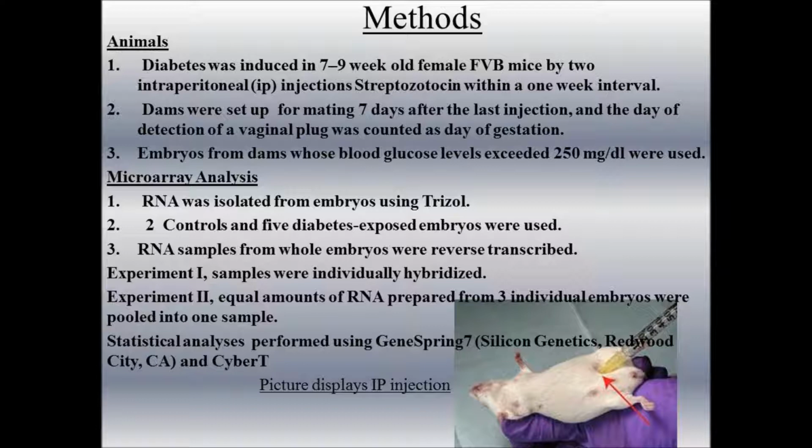Experiment 1, samples were individually hybridized. Experiment 2, equal amounts of RNA prepared from 3 individual embryos were pooled into 1 sample. Each embryo was from a different pregnancy, and pools were constructed for a total of 9 control embryos and independently for 9 diabetes-exposed embryos. All embryos were morphologically normal. Expression levels present, marginal, and absent flags were determined with default parameters through comparison of matched and mismatched oligonucleotides for a respective gene's sequence.